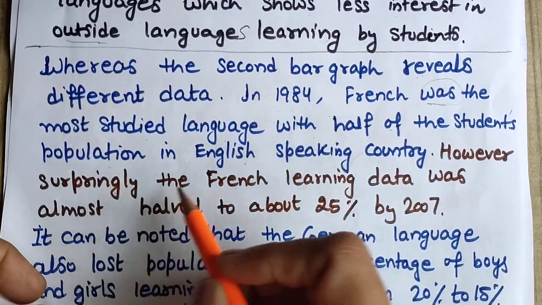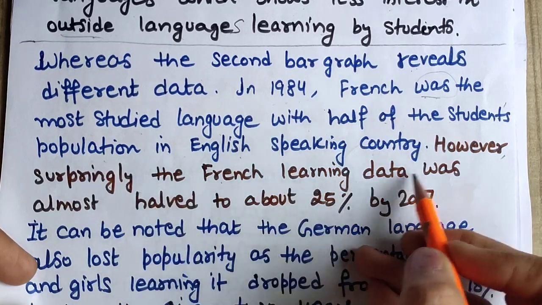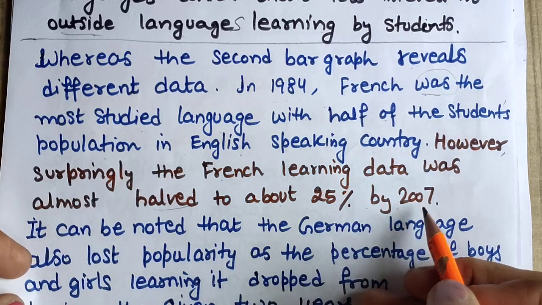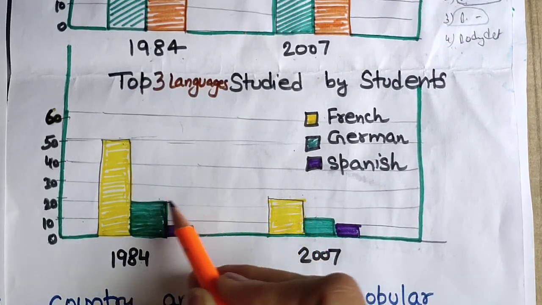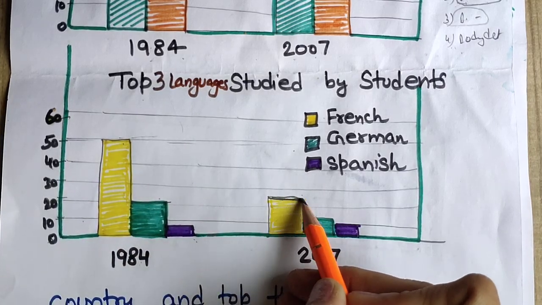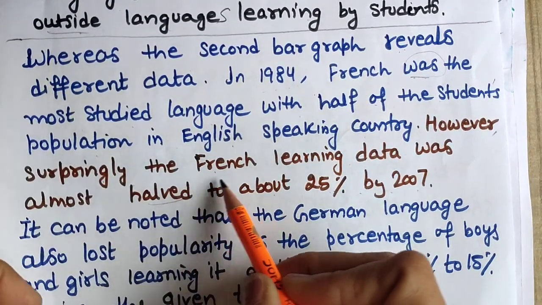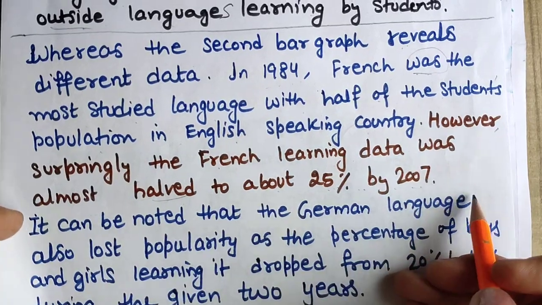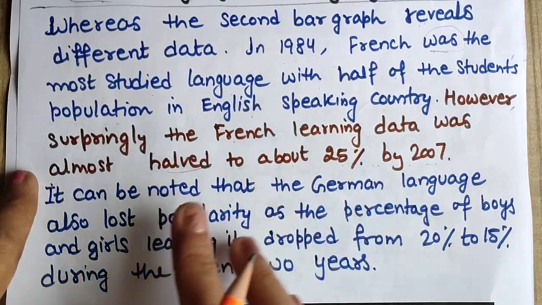However, surprisingly, the French learning data was almost halved to about 25% by 2007. You can see this, 50%, and here almost 30 and 20%. So it means what? This is 25%. So, however, surprisingly, the French learning data was almost halved to about 25% by 2007. Anyone can write this in writing task 1. So, it is too easy to write.